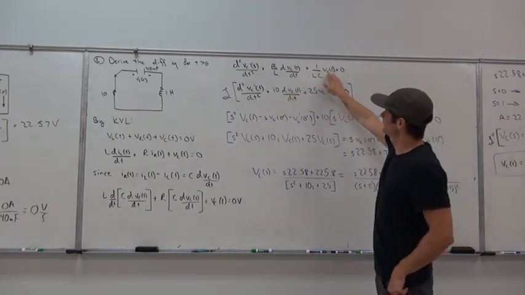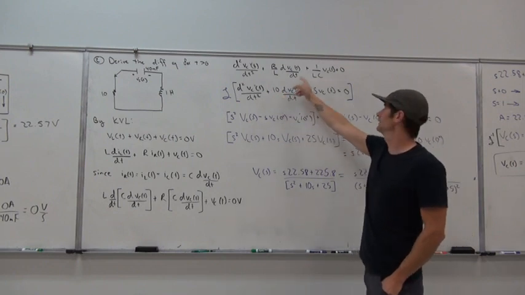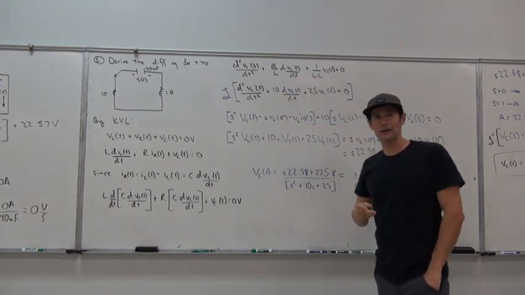So now, guys, at this point we substitute in R over L. That comes out to a value of 10. 1 over LC comes out to a value of 25.